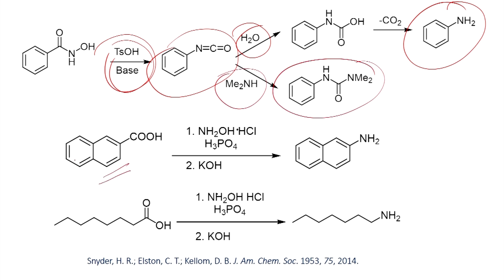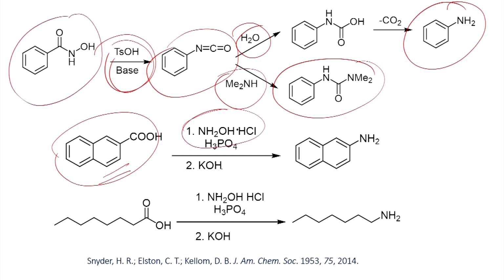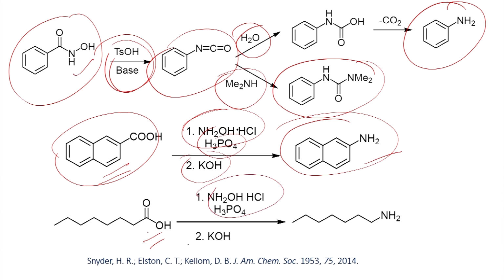Similarly, here the reaction of carboxylic acid is shown, which can be reacted with hydroxylamine. As we have seen, you will be able to form this kind of hydroxylamine derivative. Once you form it, when you react with phosphoric acid, you will be able to form the isocyanate, and the base is also needed, and you will be able to form this naphthylamine. Similarly, here the reaction of aliphatic carboxylic acid is shown, which can be reacted with the hydroxylamine to produce this derivative. Once you form this one, it can be further converted into the isocyanate using these conditions, phosphoric acid and base, and you will be able to form the alkylamine as a product.